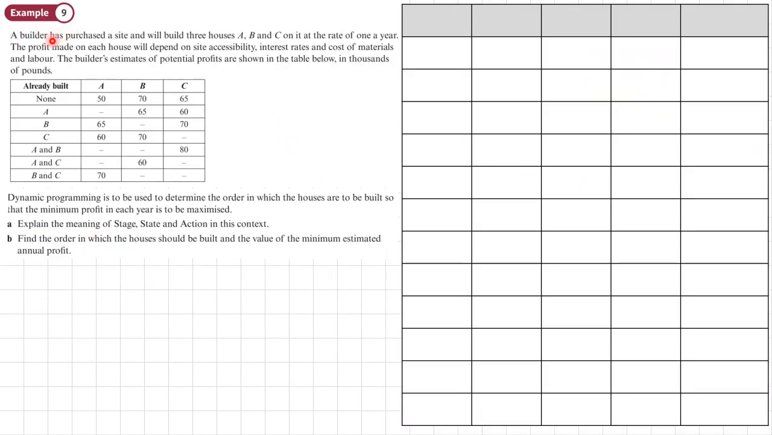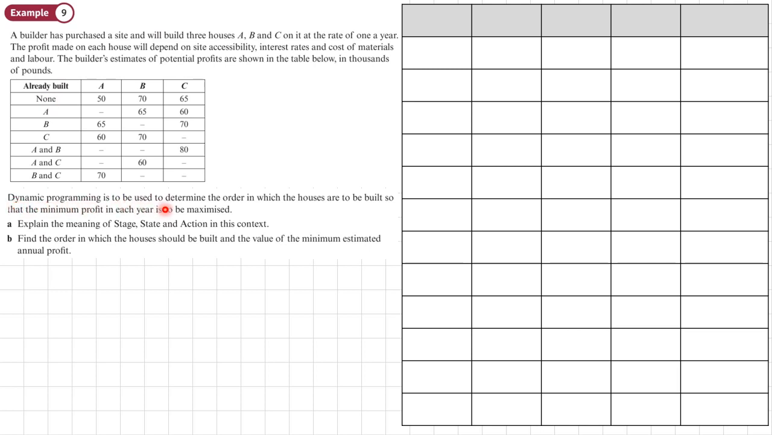Example 9. A builder has purchased a site and will build 3 houses, A, B and C, on it at a rate of 1 per year. The profit made on each house will depend on site accessibility, interest rate and cost of materials and labour. The builder's estimates of potential profits are shown in the table below in thousands of pounds, so this table here.